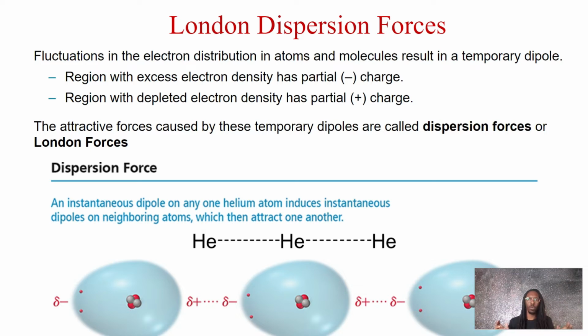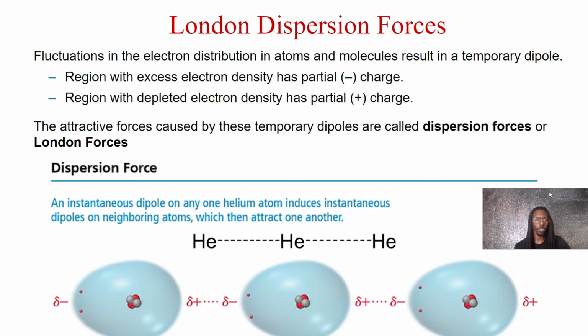When we have this partial negative and partial positive at the same time, this is where we see the dipole moment occur. These forces caused by temporary dipoles are London dispersion forces. You might hear them referred to as dispersion forces, or you could just call them London forces. Either way.